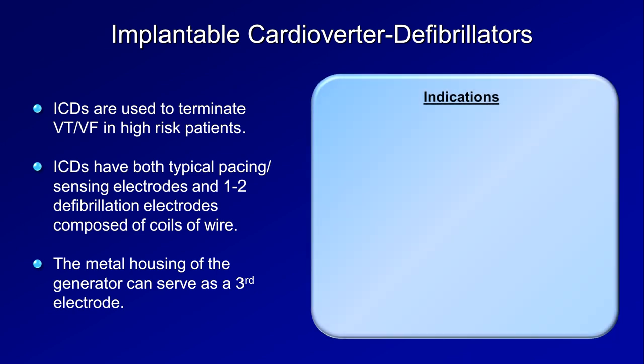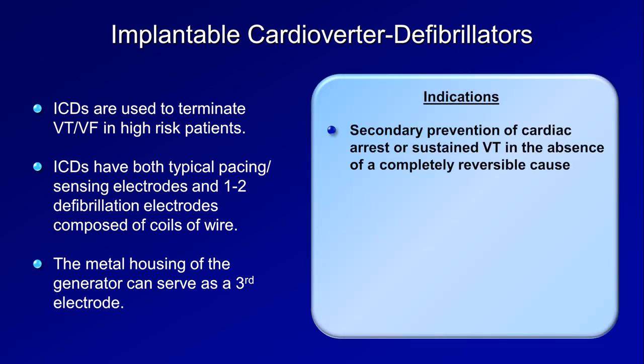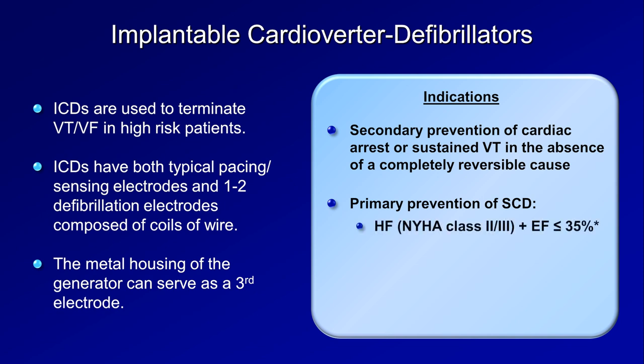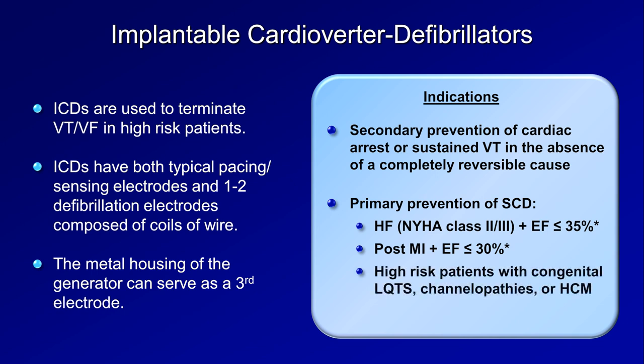Indications for an ICD include secondary prevention following cardiac arrest or sustained VT in the absence of a completely reversible cause, and the primary prevention of sudden cardiac death in patients who have New York Heart Association Class 2 or 3 heart failure and an EF of 35% or less, are post-MI and have an EF of 30% or less, or are high-risk patients with congenital long QT syndrome, channelopathies such as Brugada, and hypertrophic cardiomyopathy.